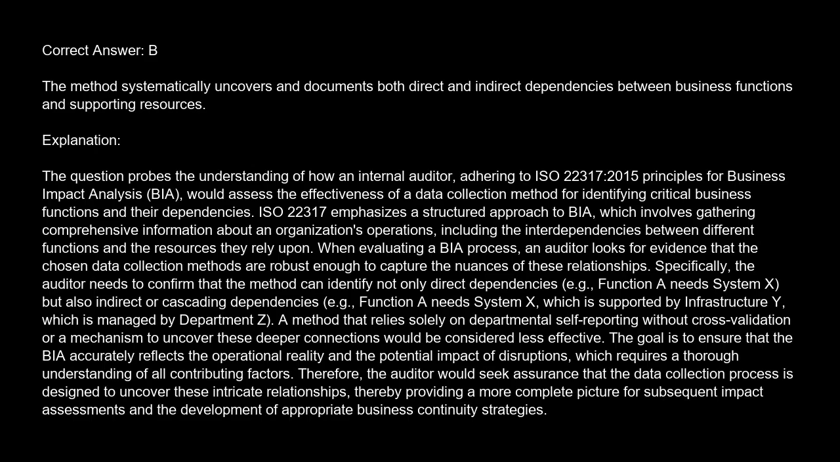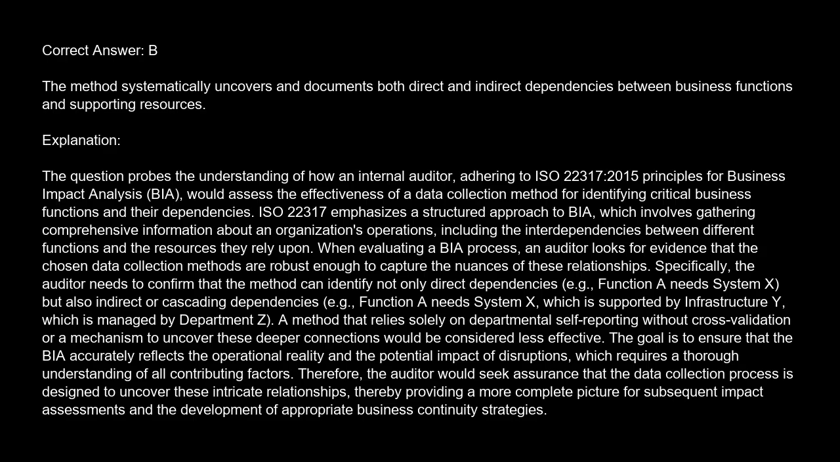The correct answer is B. The method systematically uncovers and documents both direct and indirect dependencies between business functions and supporting resources. Explanation: the question probes the understanding of how an internal auditor, adhering to ISO 22317-2015 principles for business impact analysis, BIA, would assess the effectiveness of a data collection method for identifying critical business functions and their dependencies.